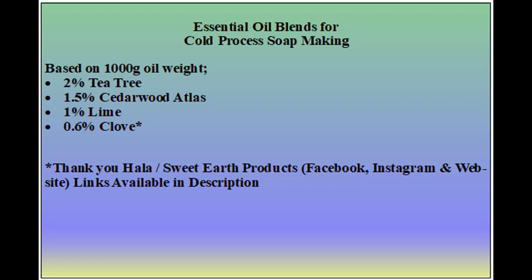So all these recipes I'll be showing today are based on oil weight, 1,000 grams, and you adjust according to what your size batch is. So this is 2% tea tree, 1.5% cedarwood atlas, 1% lime, and 0.6% clove.